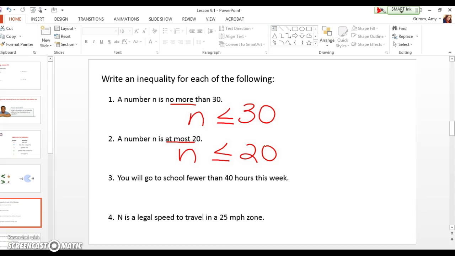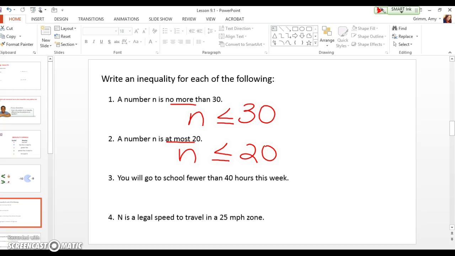You will go to school fewer than 40 hours this week. Okay, so fewer than 40. So that would be like your parents saying you have to spend fewer than $40. So can you spend exactly 40 this time? No. No, okay? Because basically your parents are saying, here's $40, you bring me some change. And you guys are probably bringing back pennies, okay? But then you said I spent less than 40.